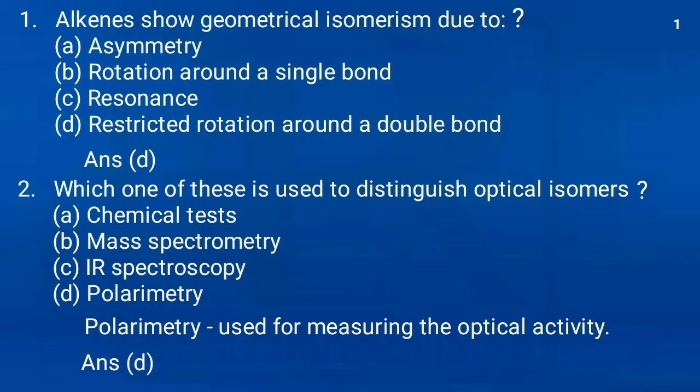Polarimetry. That is used for measuring optical activity. If a compound is optically active, it will rotate the plane polarized light when we pass it through. If it is rotating the plane polarized light to the right side direction, that is called dextrorotatory. If it rotates the plane polarized light to the left side direction, that is called levorotatory. So what is the answer for the question? Polarimetry. What is the use of polarimetry? That is used for measuring optical activity.